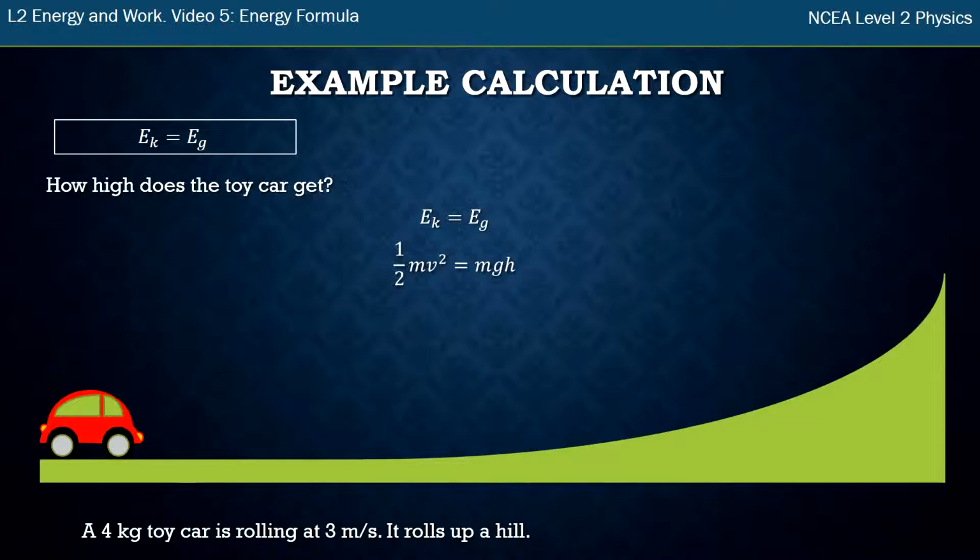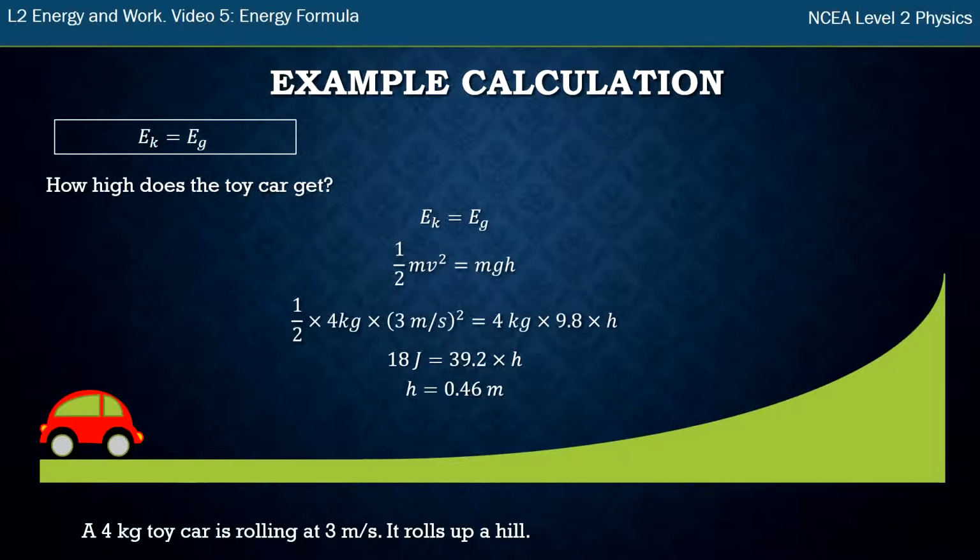Now I can put some numbers in for those. I know the mass is 4 kgs, so I can put that in. I know the speed or the velocity is 3 meters a second, so I can put that in as well. I know the gravitational field strength on Earth is 9.8, I can put that in. The only thing I'm missing is height, and that's what I want to find out. So when I simplify that, the left hand simplifies to 18 joules because it's an energy. The right hand, I've got 4 times 9.8, that's 39.2 times H. Then I divide both sides by 39.2 and I'm left with H is 0.46 meters.